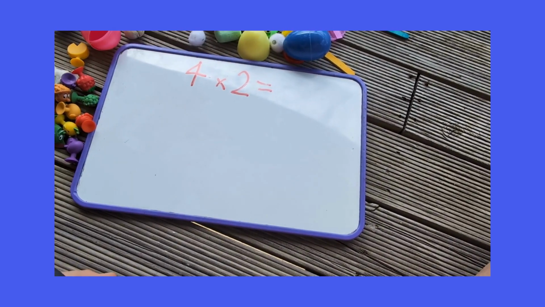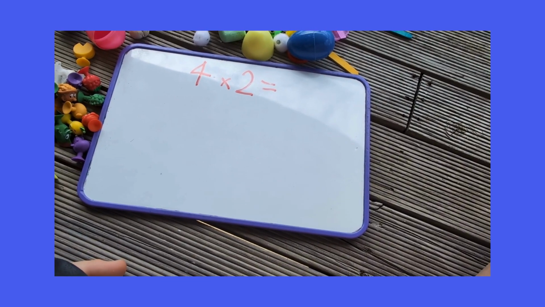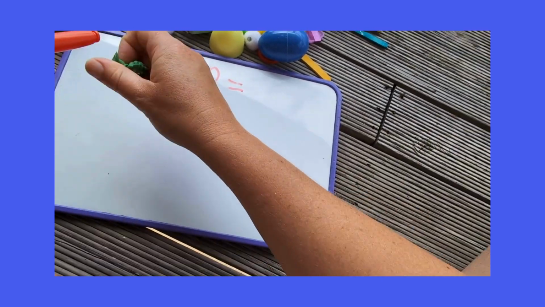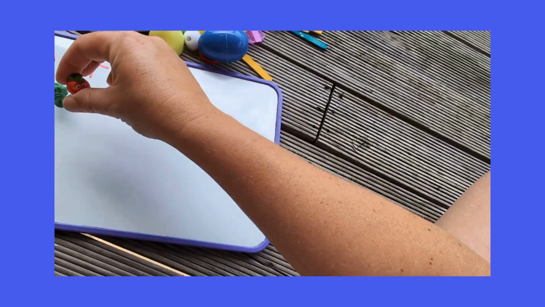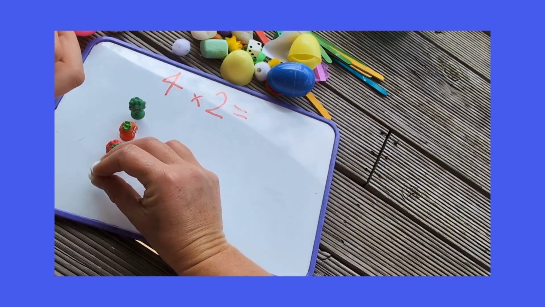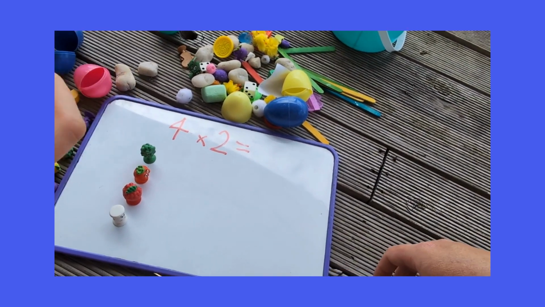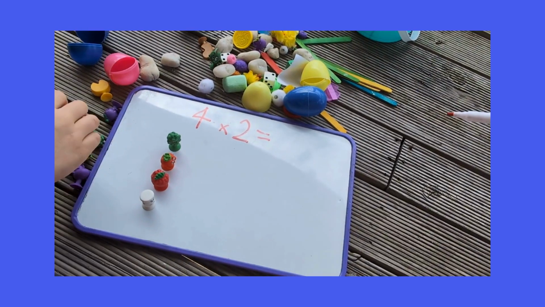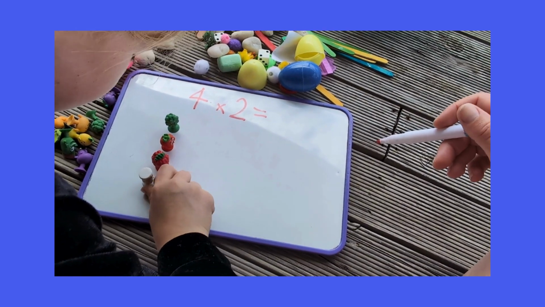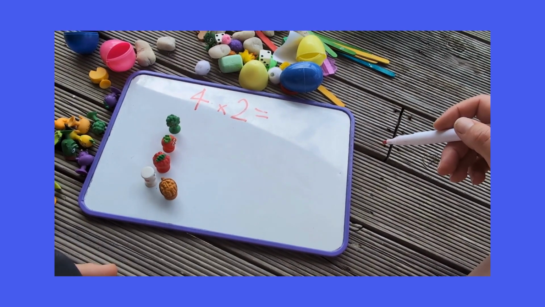So times 2 also means you have 2 groups, double, right? It means double. Okay. So if I got 1, 2, 3, 4, can you give me double that amount? Double that amount. Yep, you go get them. I'll get them together.